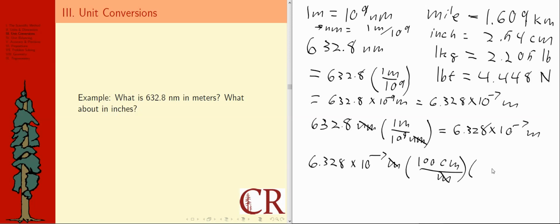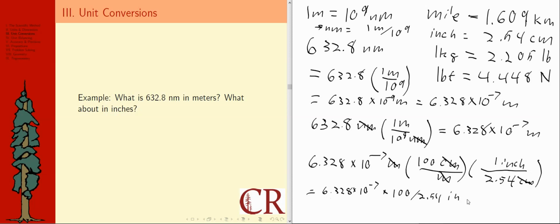And then you can always do more than one of these, right? So now I'm going to write another conversion factor based on the relationship between an inch and a centimeter. I'd like to have centimeters on the bottom, so I'm going to put the 2.54 centimeters down there, and then I'll just put 1 inch up in the numerator of this conversion factor. And in my calculator, what I'm going to wind up doing here is 6.328 times 10 to the minus 7. I'll multiply by 100 and divide by 2.54. So that's what I'm going to want to do in my calculator. But as these cancellations of units show, the only unit that survives is inches.